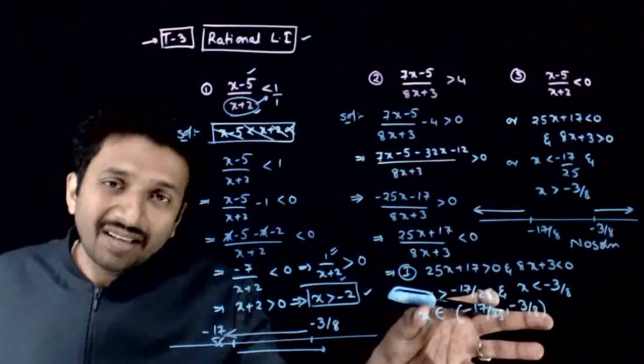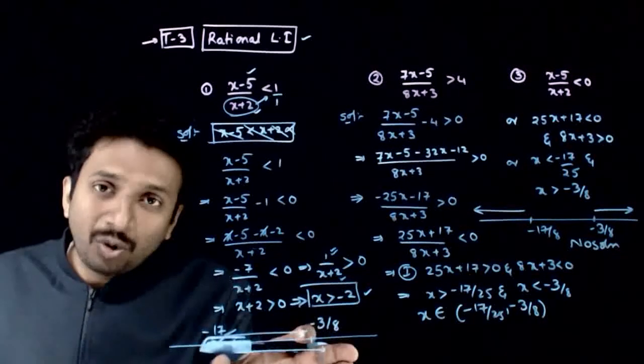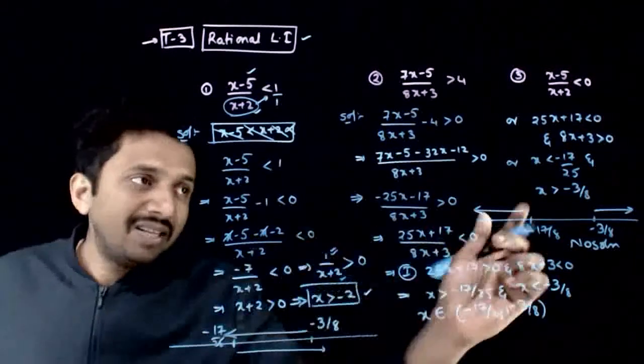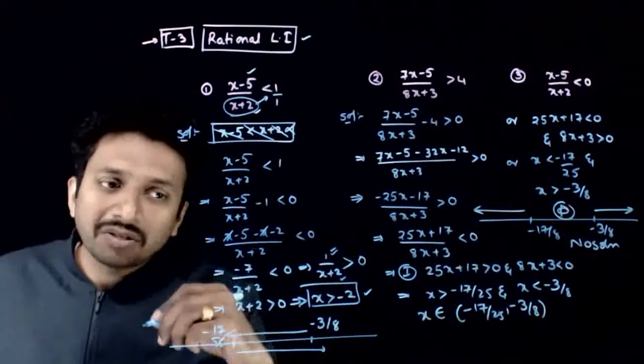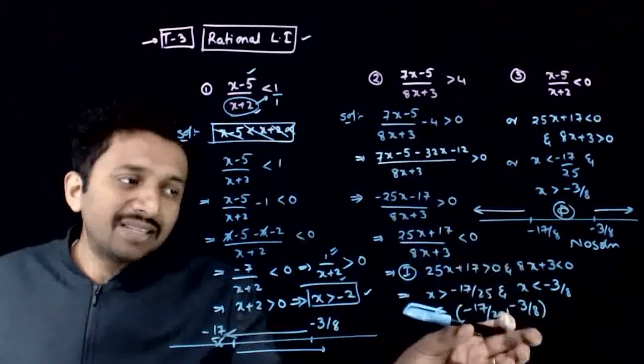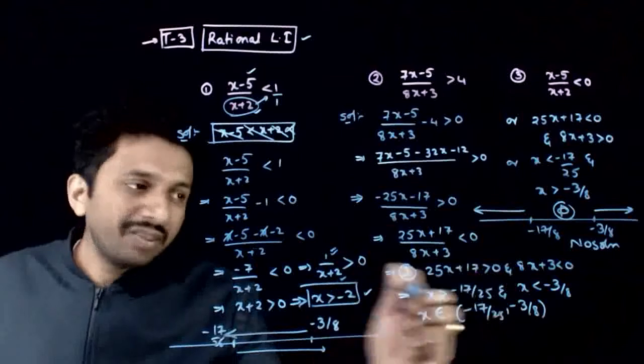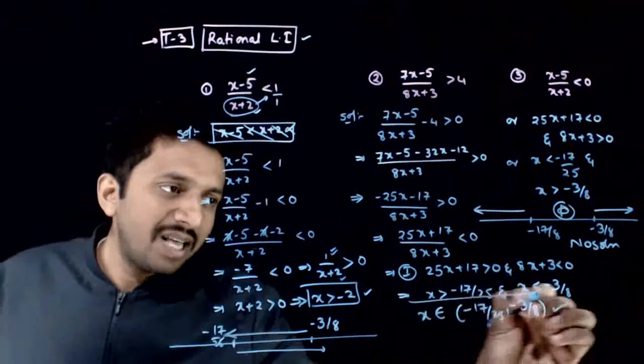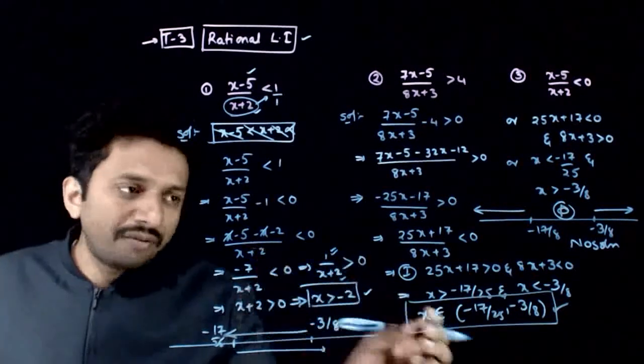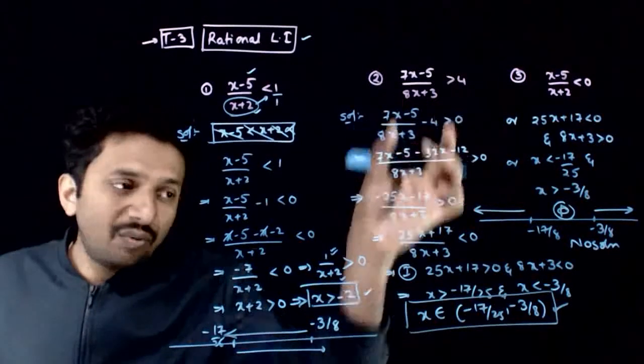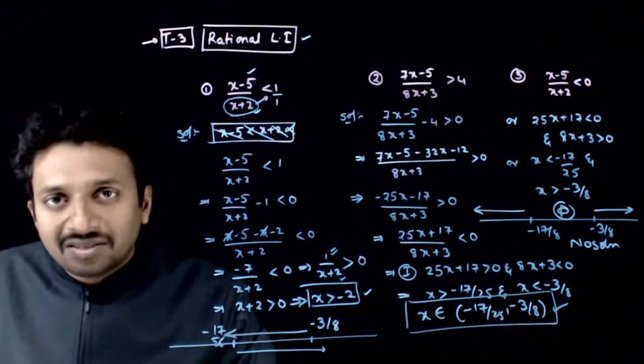So the solution is either this or this. You need to do the union of this and this. This set is the null set, there is no solution. This set has a solution, x is in between this. What is the union of these two? The union will be the same thing. So the solution of this inequation is this.